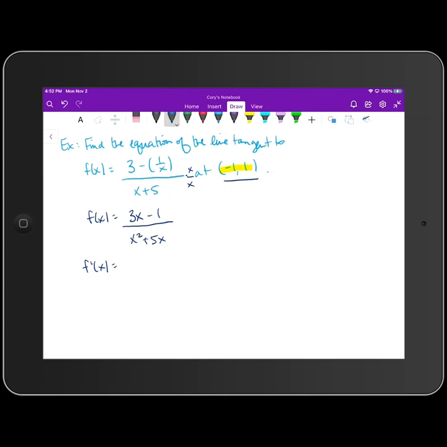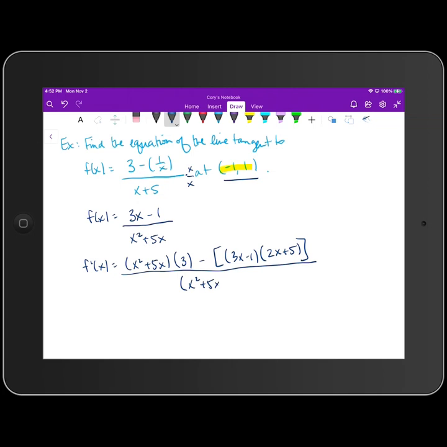So f prime is going to be low, which is x squared plus 5x, d high, the derivative of the top function, which is 3, minus high, so that's 3x minus 1, d low, the derivative of the bottom function, which is 2x plus 5, all over low low, which is x squared plus 5x quantity squared.